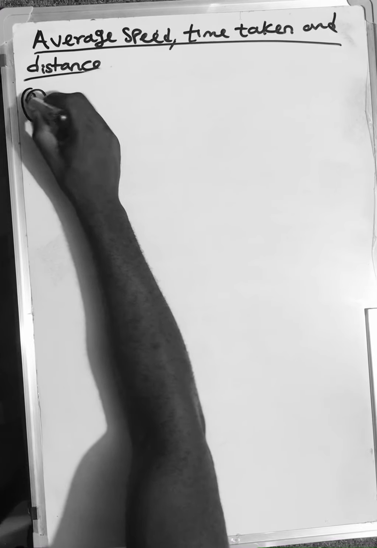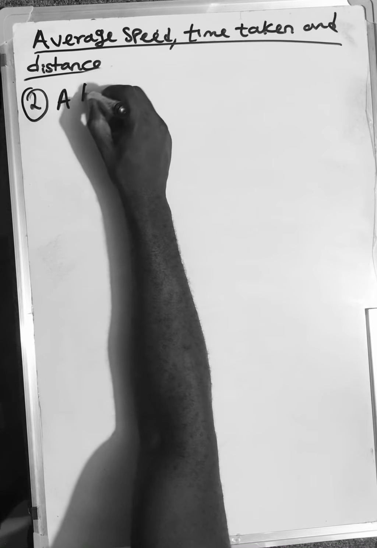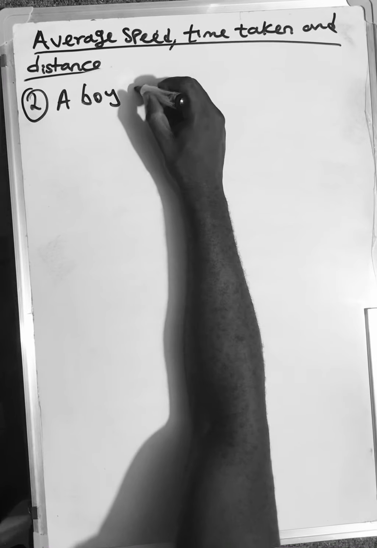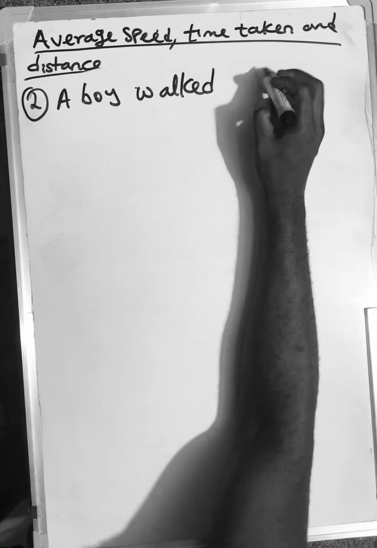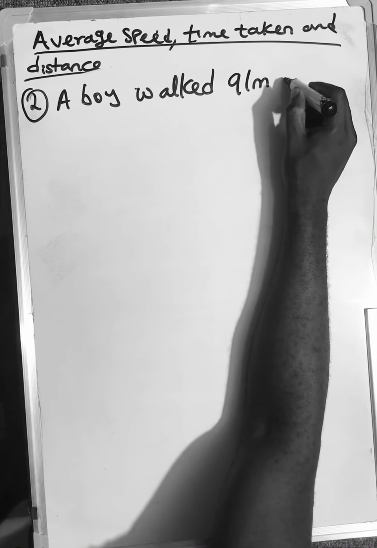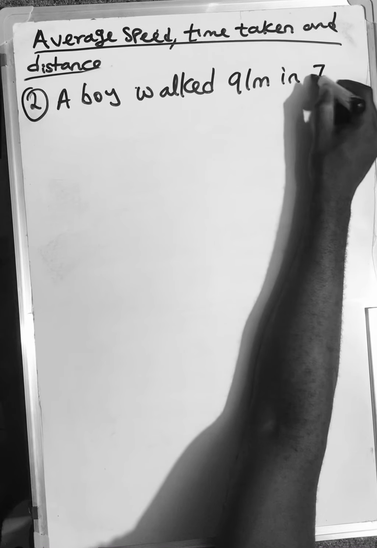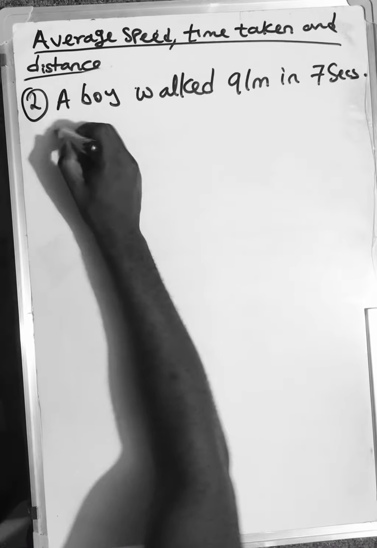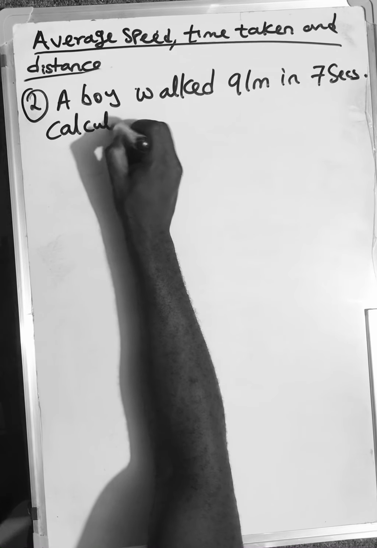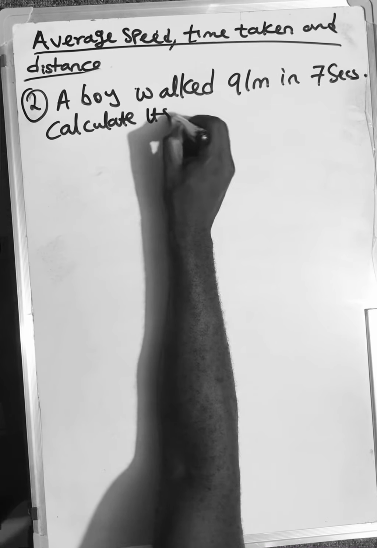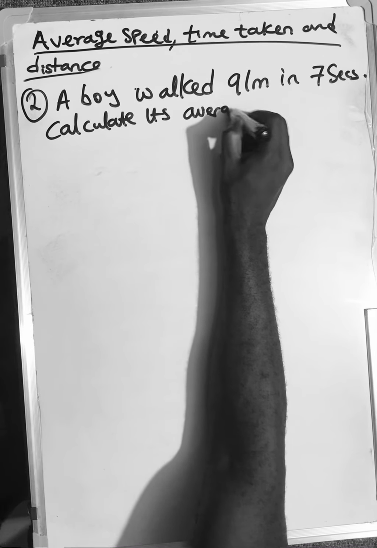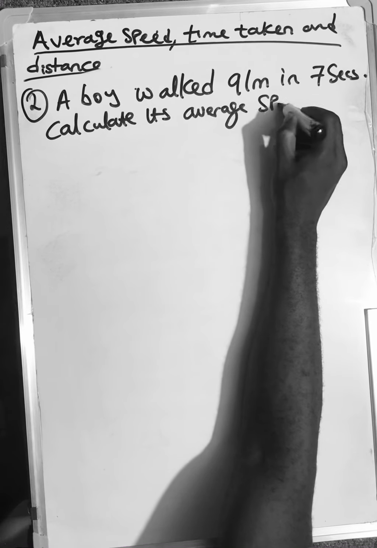The second question is: a boy walked 91 meters in 7 seconds. Calculate its average speed.